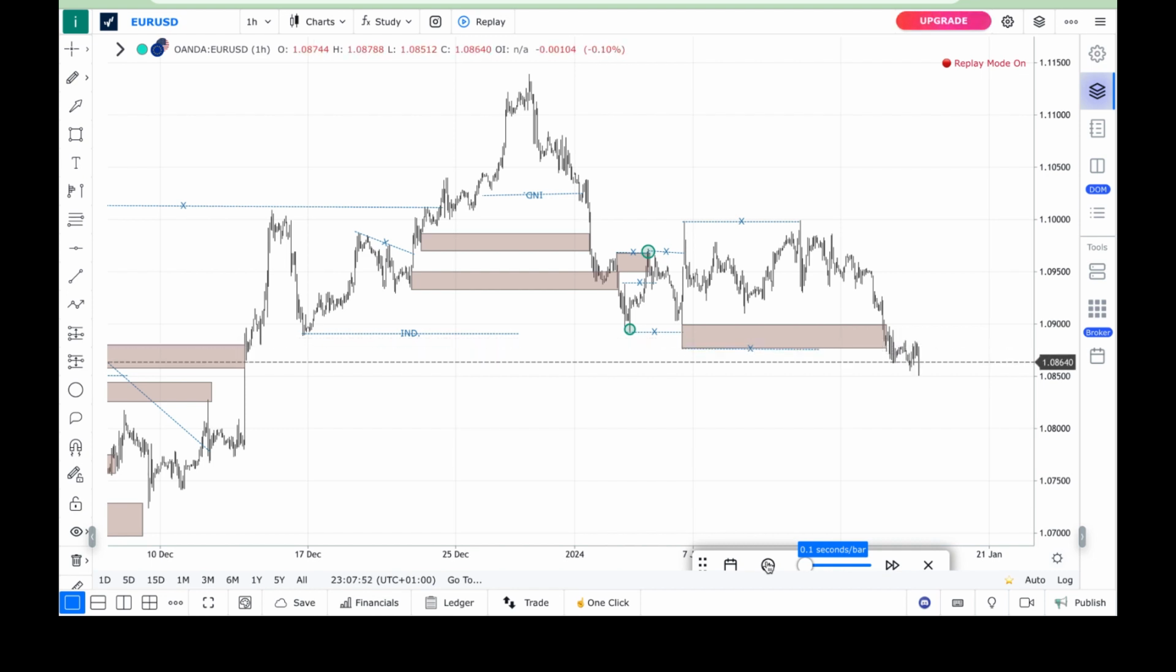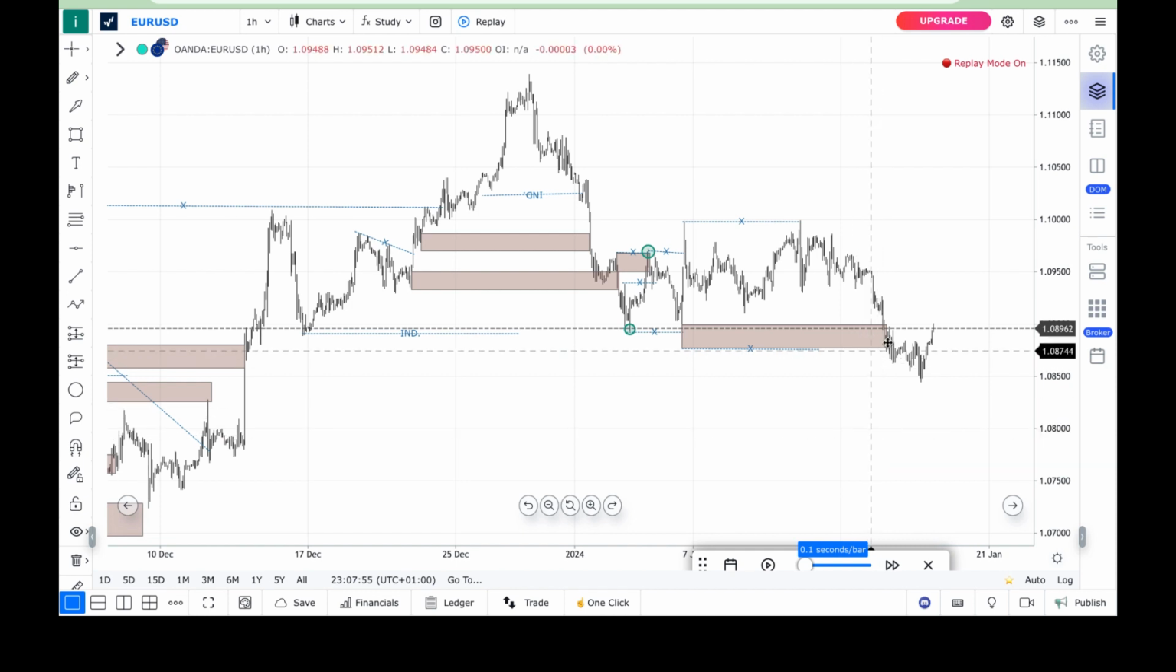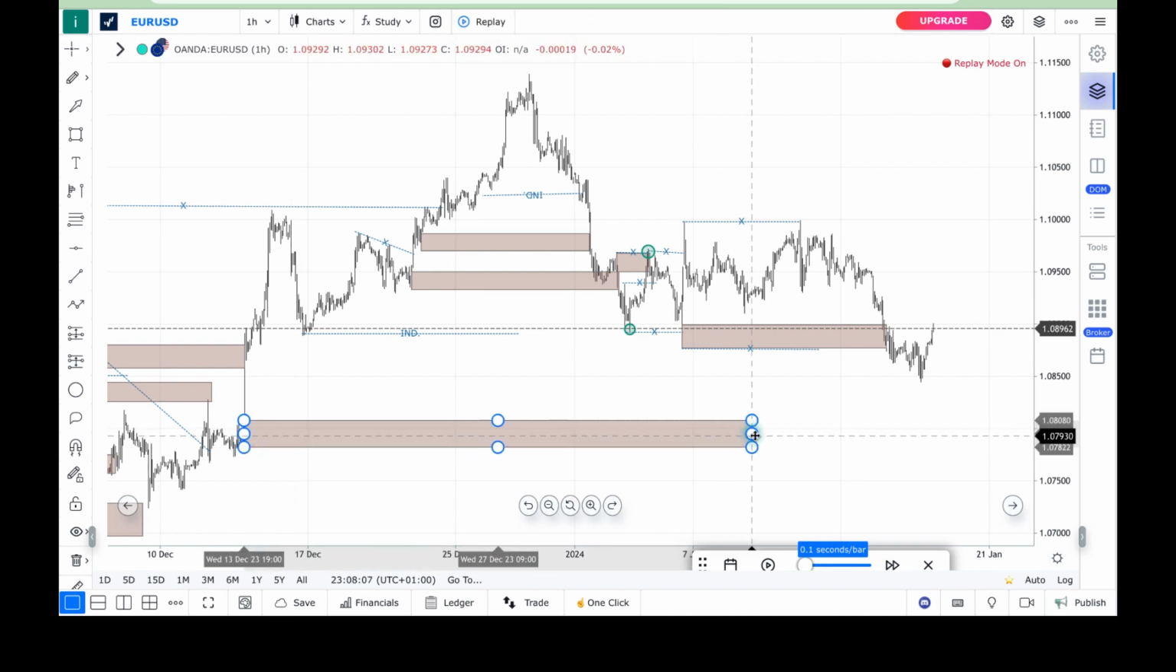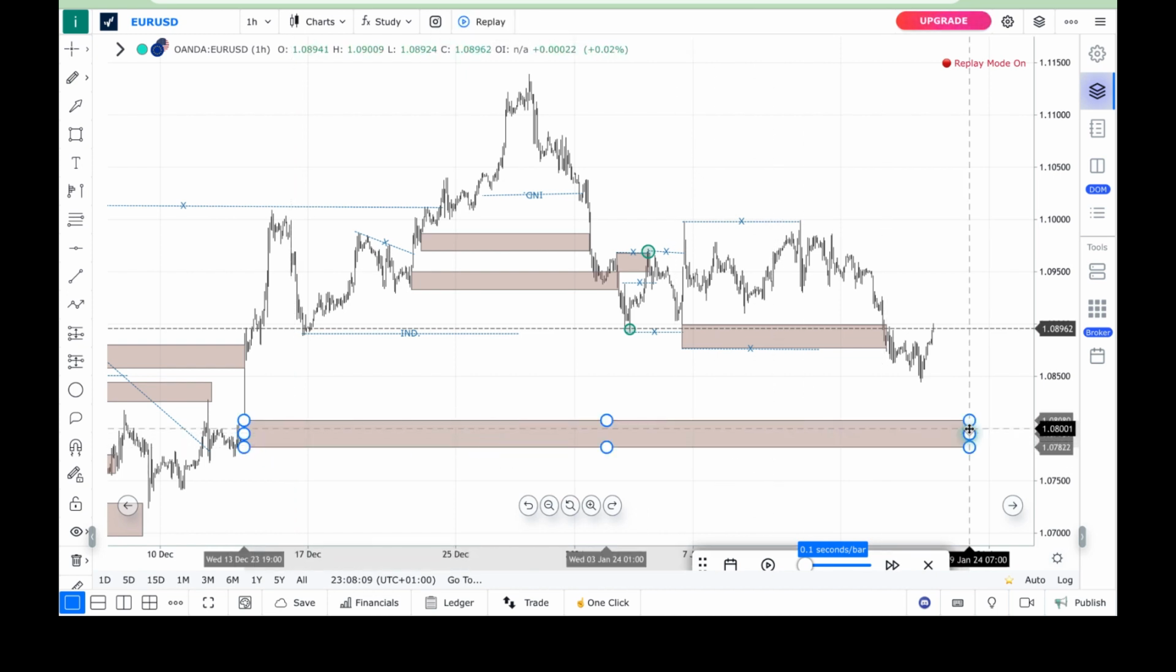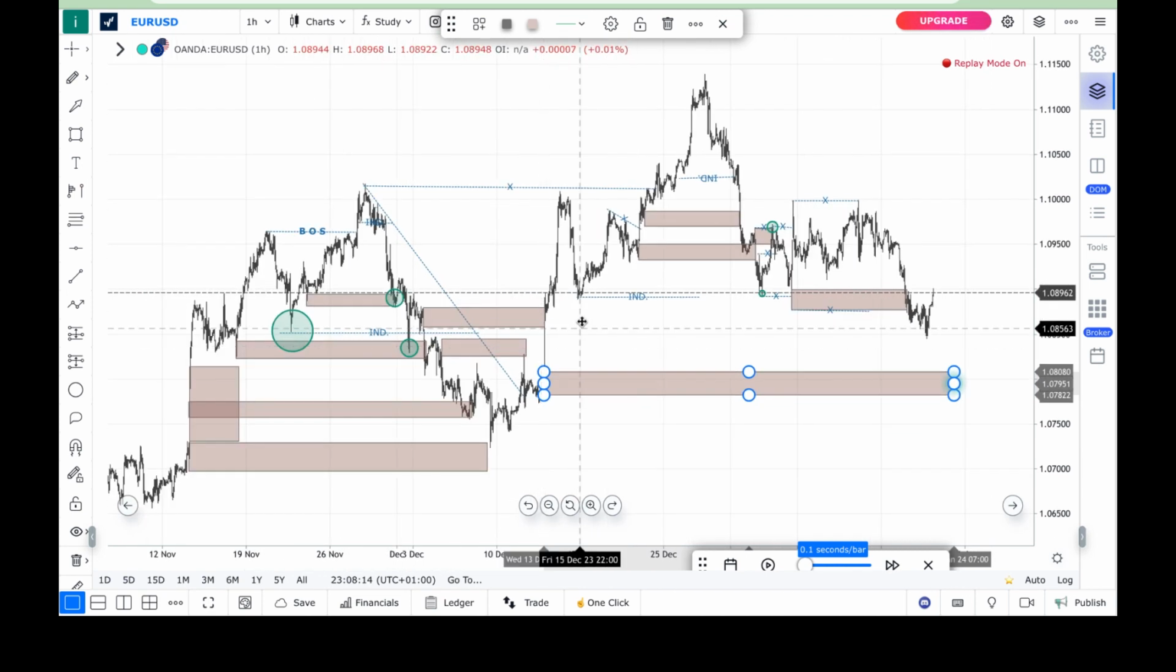So as you can see, market failed them. Whereas I think it's coming around here. Why here? Because this external liquidity, which is the inducement on the 1 hour, has just been taken out. So if you see any change of character in this area, you can make entries. That's exactly what happens, and that's how people got trapped.